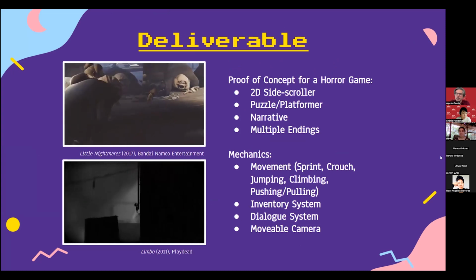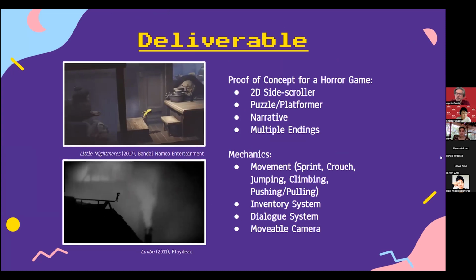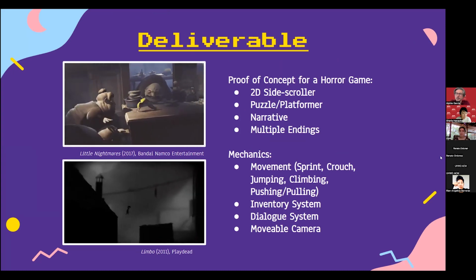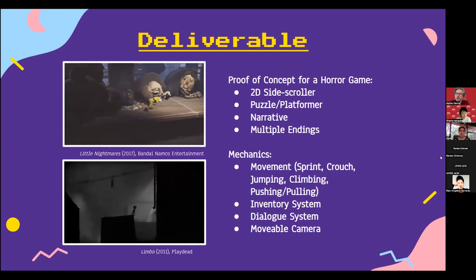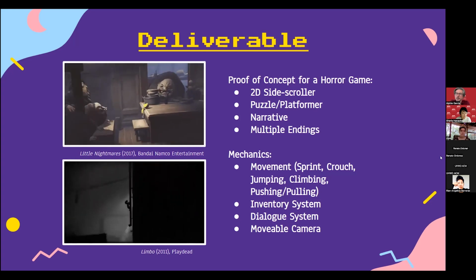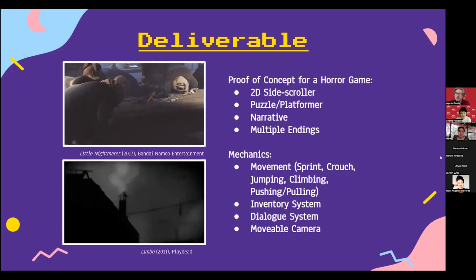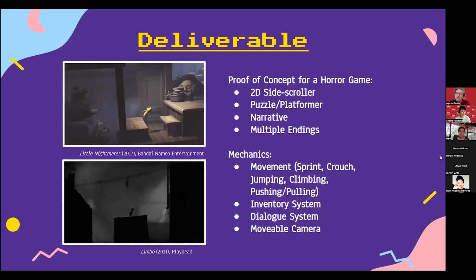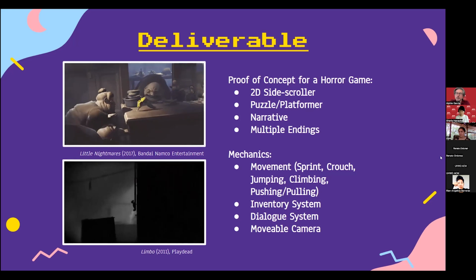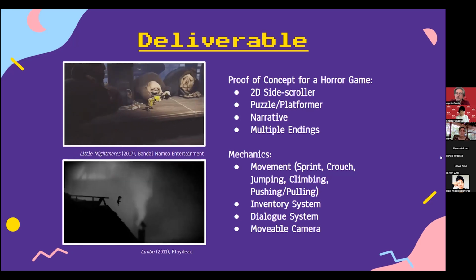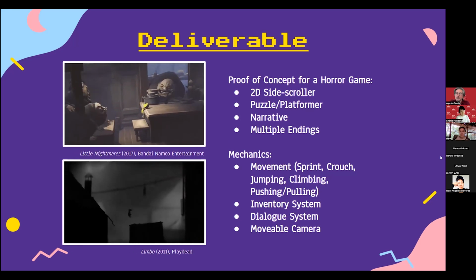The mechanics for this game will include basic movement, so left and right, but also sprinting, crouching, jumping, climbing, and pushing and pulling items. I'd also like to implement an inventory system and a dialogue system that is choice-based, so it can lead to those multiple branching endings, and a movable camera that can move separate from the player.